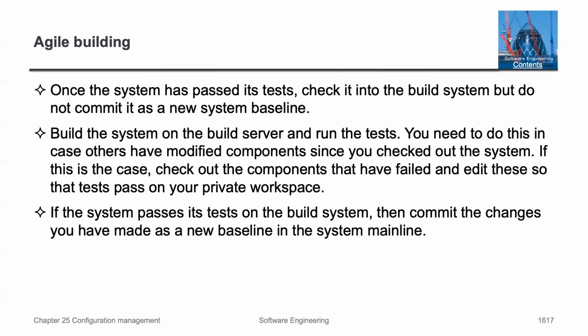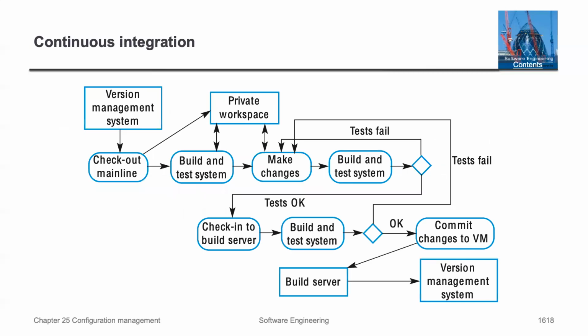Once the system has passed this check, check it into the build system, but do not commit it to a new system baseline. Build the system on the build server and run the test. You need to do this in case others have modified components since you checked out the system. If this is the case, check out the components that have failed and edit these so the tests pass in your private workspace. If your system passes its test on the build system, then commit the changes you have made as a new baseline of the system mainline.